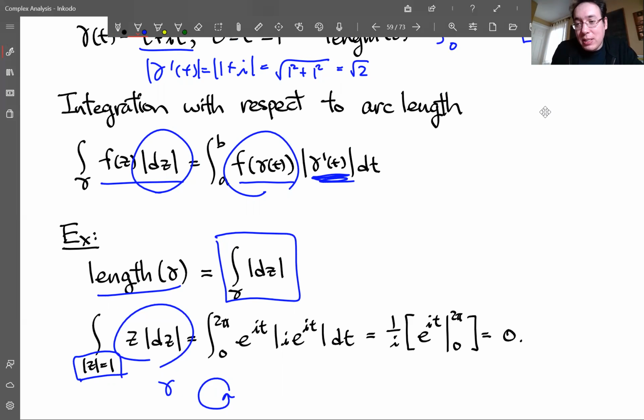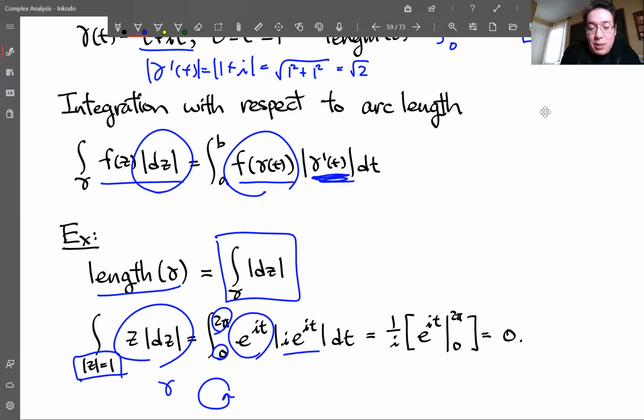But I'm going to use it because literature uses it as well. So the curve e to the it traces the unit circle counterclockwise, going from 0 to 2 pi. Here's the derivative. The magnitude is 1.